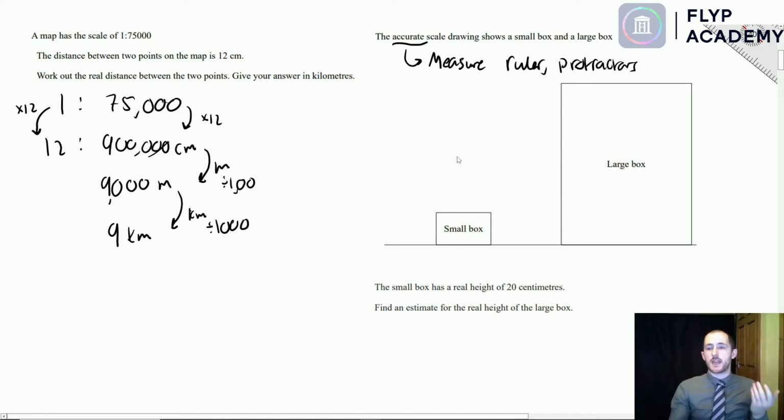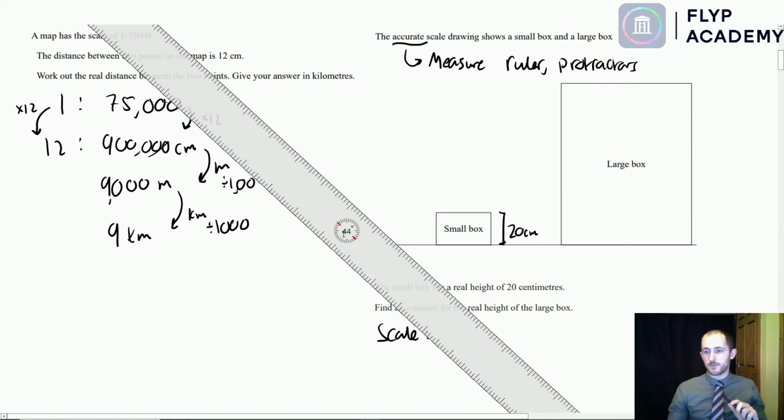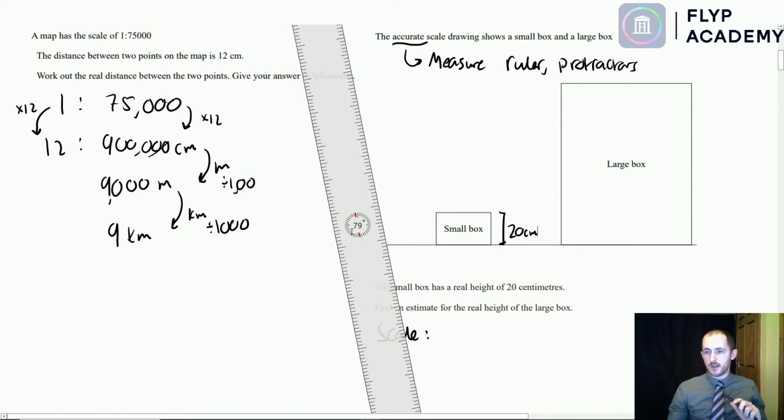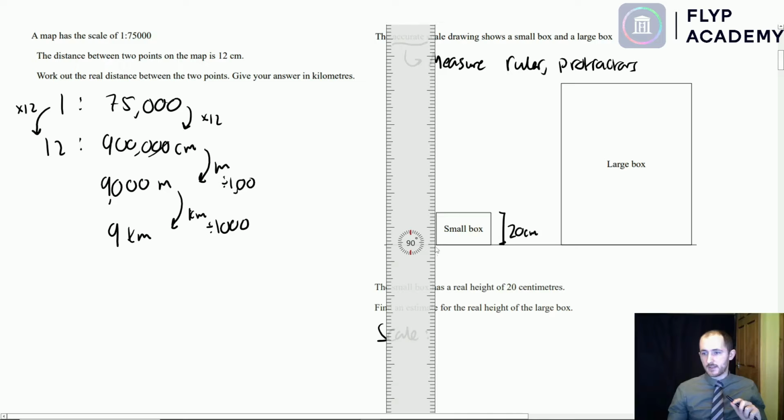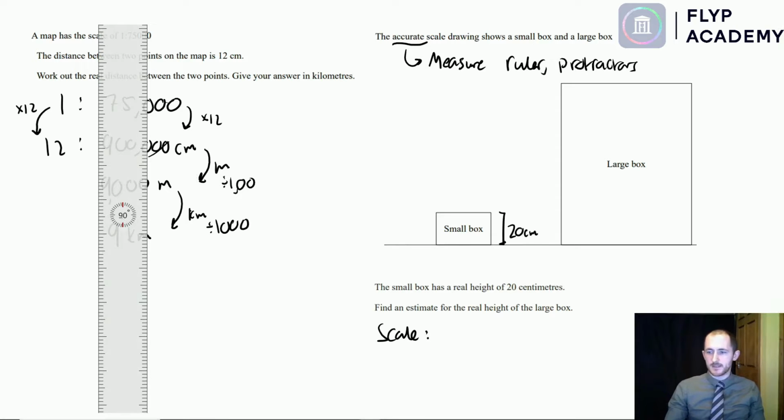The problem is we have no scale. So we need to work out what the scale is. Okay? Now I know that this box, the height in real life is 20 centimetres. So let's see what that represents on the diagram. So if we pull out our ruler and align it nice and neatly, so it should be 90 degrees. So you can see here it's 1, 2, 3, 4, 5, 6. So this is actually 1 centimetre, 1.2, 1.4, 1.6, 1.8. So 1.8 centimetres is equal to 20 centimetres.